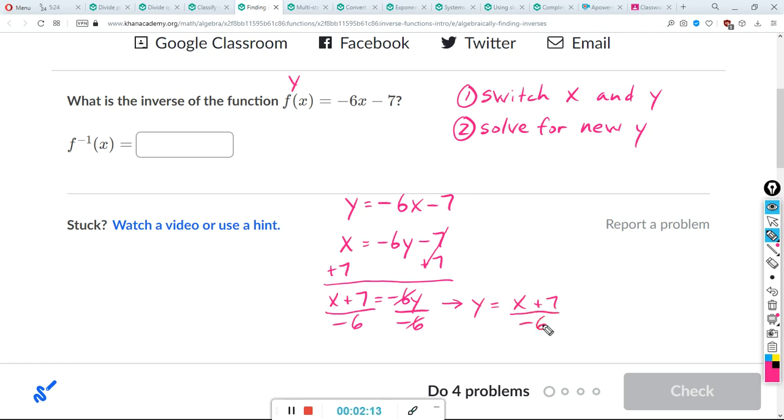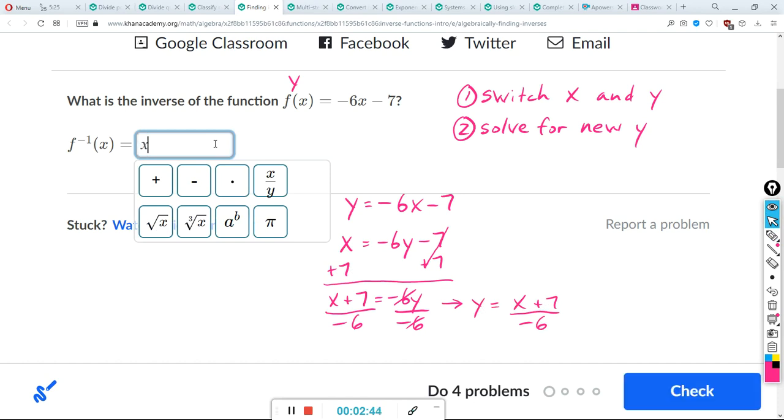Now we'll see if we have to simplify that. I don't think so. The only thing is the original y was called f of x, and the new y is called the inverse of x. That's what this negative 1 stands for. That's not an exponent, it stands for inverse. So we don't have to write y equals because that's already there. We're just writing x plus 7 over negative 6.